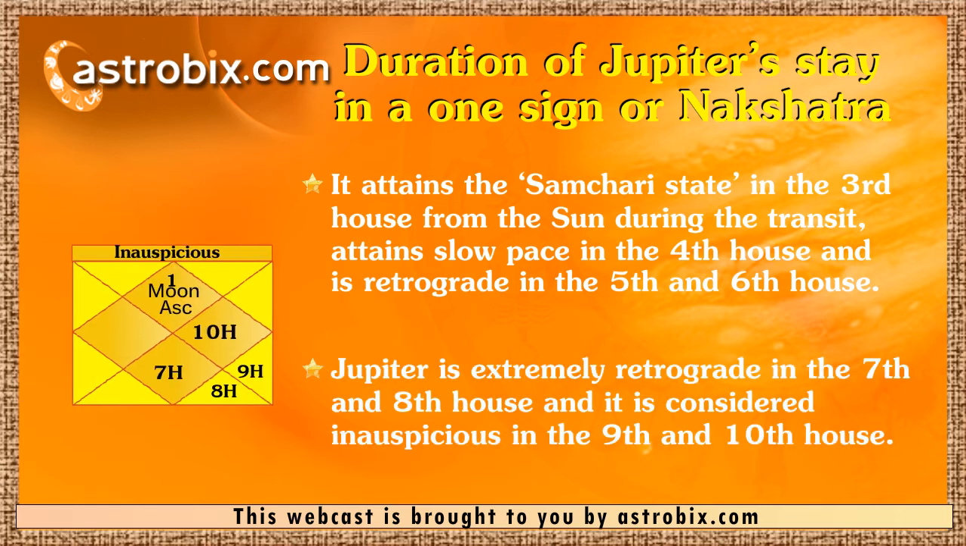It moves at slower speed when it is in the 4th house and ultimately becomes retrograde when it comes to the 5th house from Sun. It's also retrograde in the 6th house from Sun. The term retrograde refers to the motion of the planet which moves forward but seems to move backwards in the zodiac. Jupiter is extremely retrograde during its transit in the 7th or the 8th house. It is considered kutilgati or inauspicious in the 9th and the 10th house. All these conditions will affect our lives only during the antardasha or the dasha of Jupiter. Otherwise, the transit of Jupiter will not have much effect on our lives.